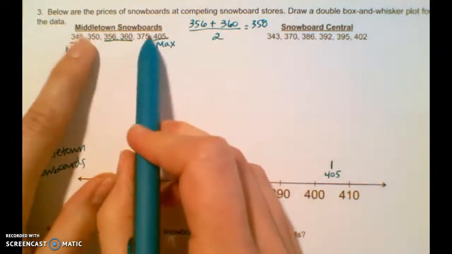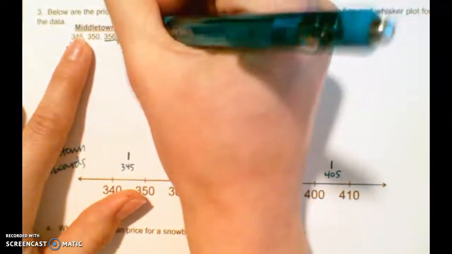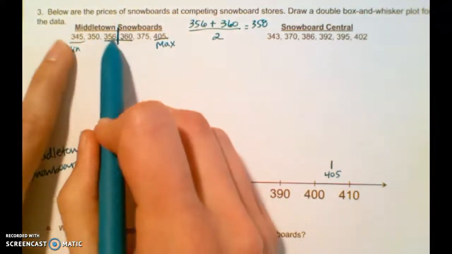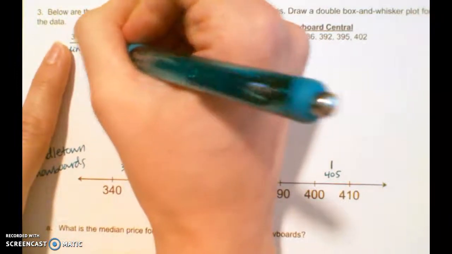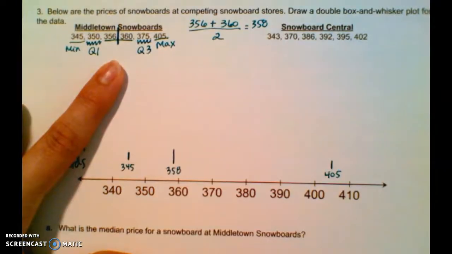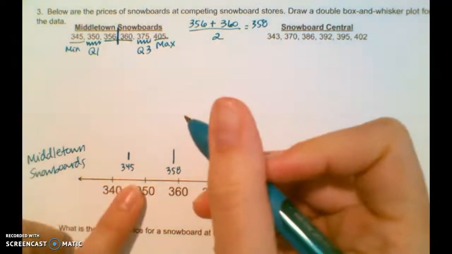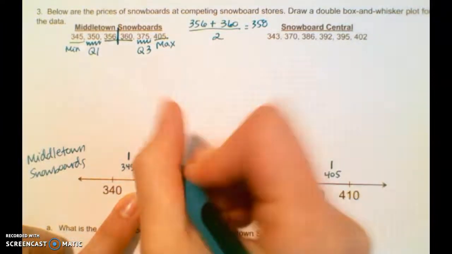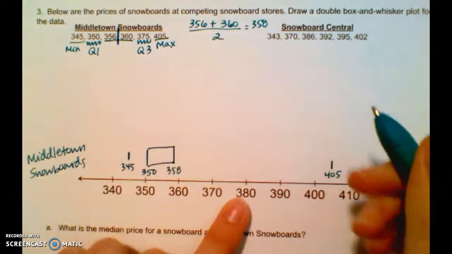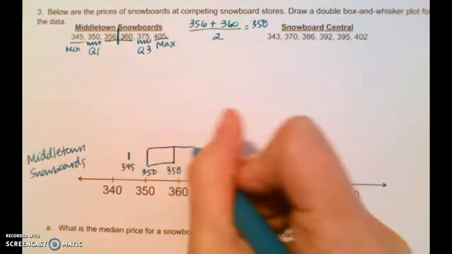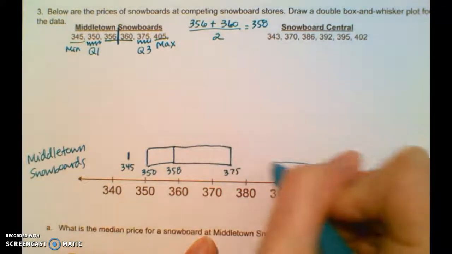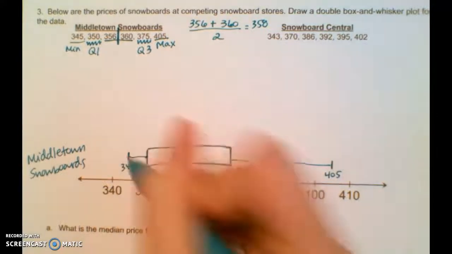So when we have an even number of points, we can draw our line there and split it into our two sections. The middle of this section is going to be Q1. The middle of the right section is going to be Q3. So now we have 350 is our Q1 and 375 is our Q3. So I just draw that line and then I connect them, and then I connect the ends.